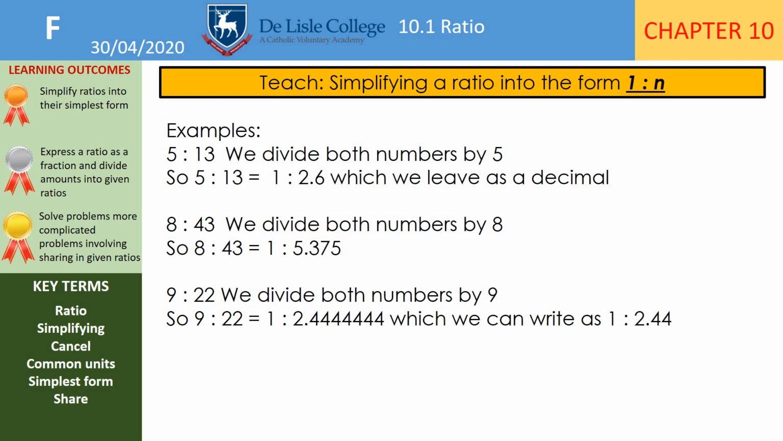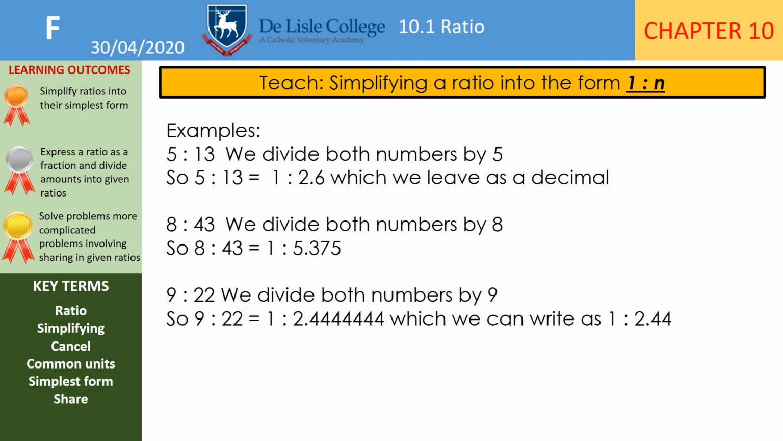Okay, for question 7, we've got to simplify a ratio in the form of 1 to n. So let's look at the examples. If we had 5 to 13, if we want 1 to something, we have to change that 5 into a 1. We do that by dividing that number, in fact both numbers, by 5. So 5 to 13 is the same as 1 to 2.6, which we can leave as a decimal.